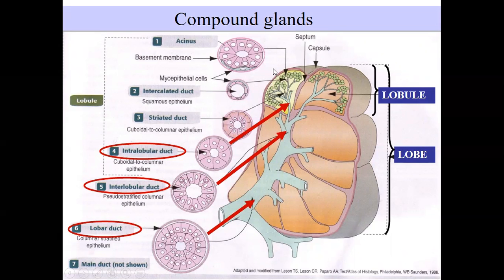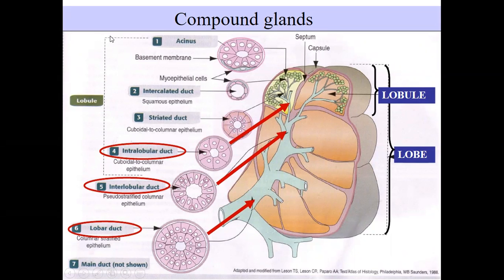And then we have the acinus here. You can see this is the secretory portion, the acinus, acinus in shape. The smaller duct located inside the lobule is the intercalated duct. Usually the intercalated duct is lined by squamous epithelium. We also have the striated duct, which is the bigger size duct, lined by cuboidal to columnar epithelium.